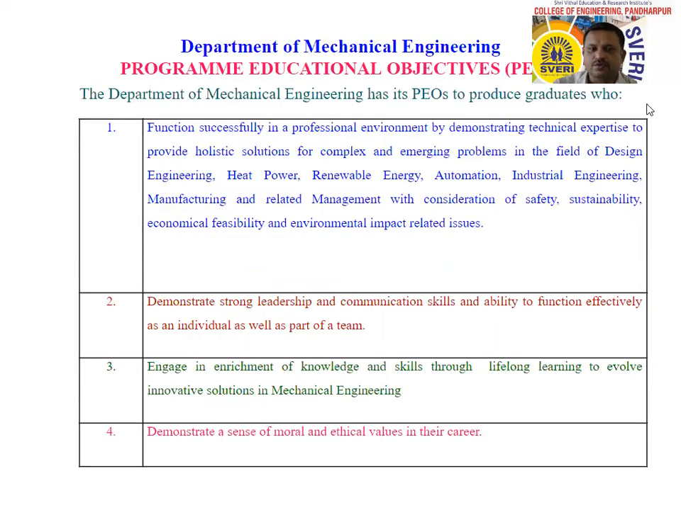Now, program educational objectives. Whatever I have told, we are following the same sequence: vision, mission, PEOs. Therefore, the Department of Mechanical Engineering has its PEOs to produce graduates who, first, function successfully in a professional environment by demonstrating technical expertise, to provide holistic solutions for complex and emerging problems in the field of design engineering, heat power, renewable energy, automation, industrial engineering, manufacturing, and related management with consideration of safety, sustainability, economic feasibility, and environmental impact related issues.